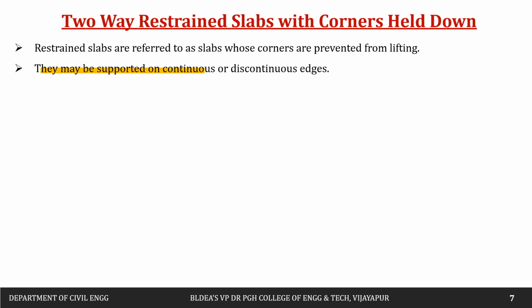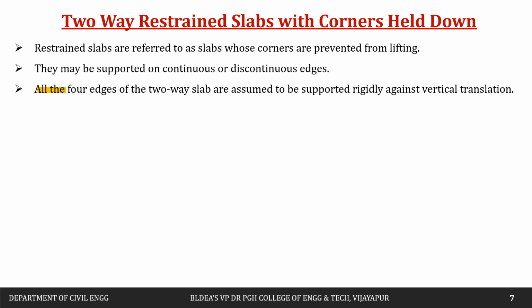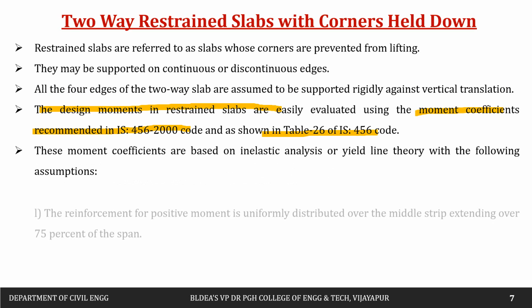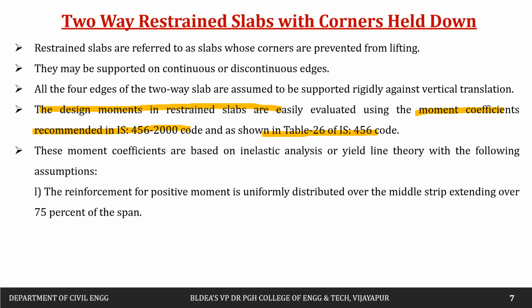They may be supported on continuous or discontinuous edges. All the four edges of a two-way slab are assumed to be supported rigidly against vertical translation. That means we are going to restrain it so that there is no vertical translation. The design moments in the restrained slabs can be evaluated using moment coefficients recommended in IS 456 2000, which is given in Table 26 of IS 456. That also I'll show you further.